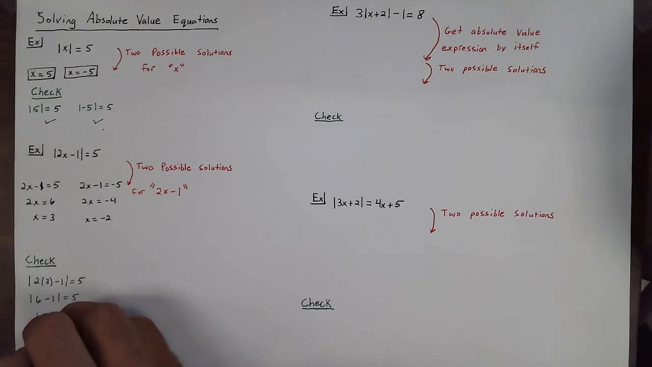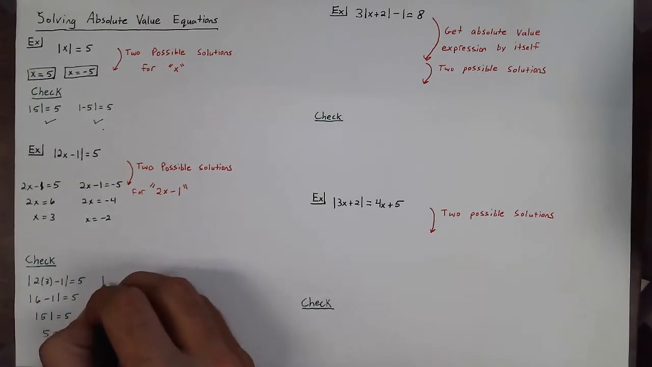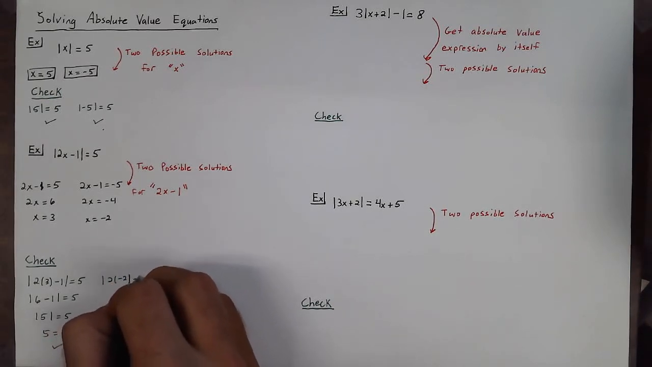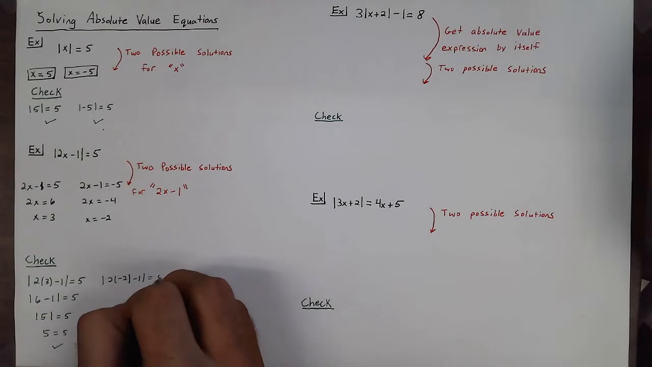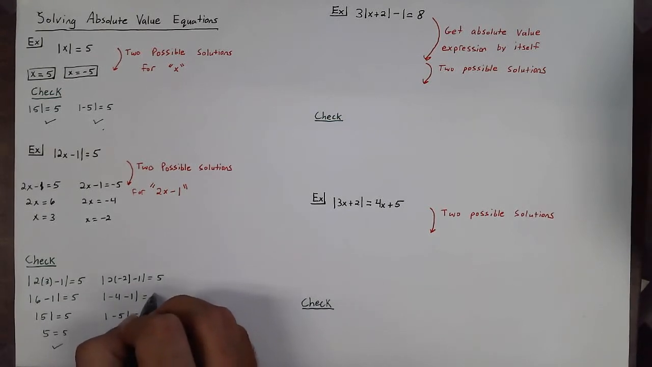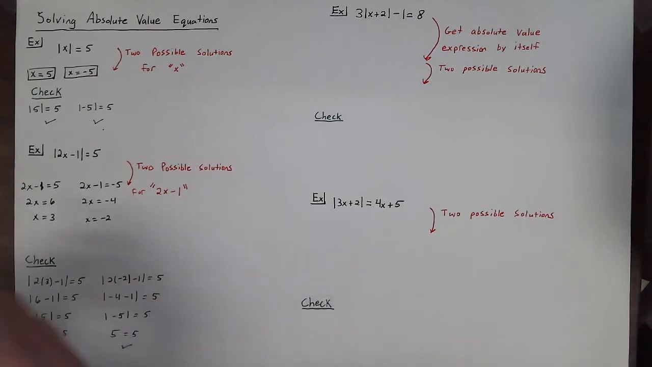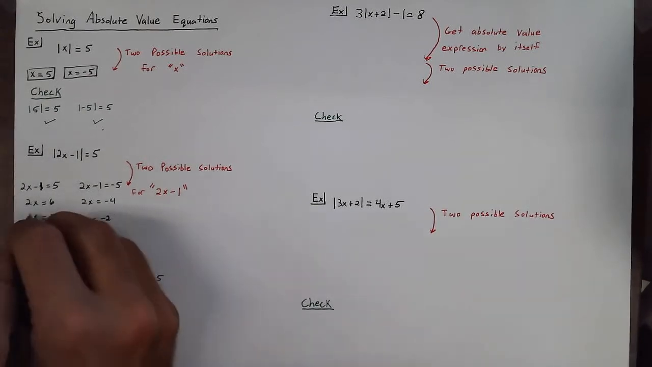We'll see here, after plugging in 3, that the answer is correct. That is a true statement. And after we plug in negative 2, we will get a negative 5 on the inside of the absolute value symbols. But since we are taking the absolute value, that does end up being a true statement as well, meaning that both of those are solutions.